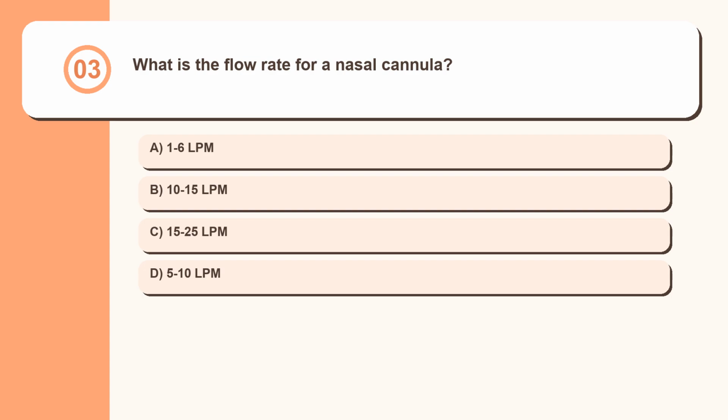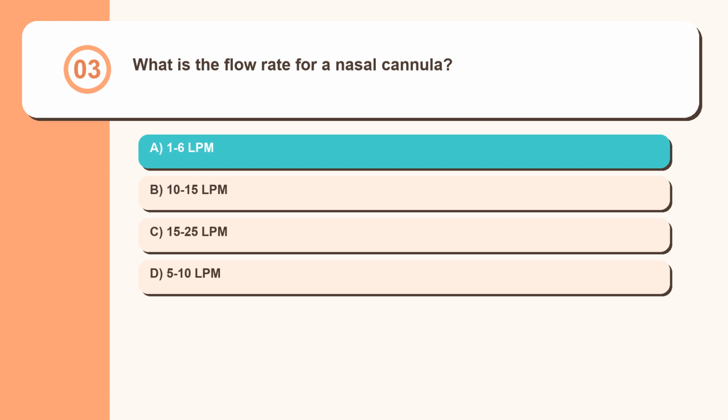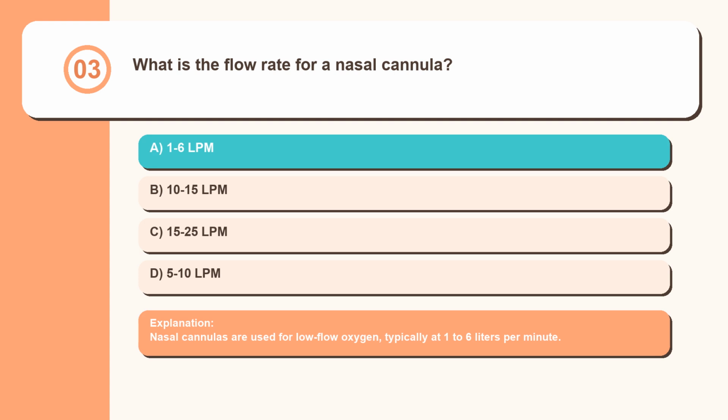Question 3. What is the flow rate for a nasal cannula? 1 to 6 lpm, 10 to 15 lpm, 15 to 25 lpm, 5 to 10 lpm. Nasal cannulas are used for low-flow oxygen, typically at 1 to 6 liters per minute.